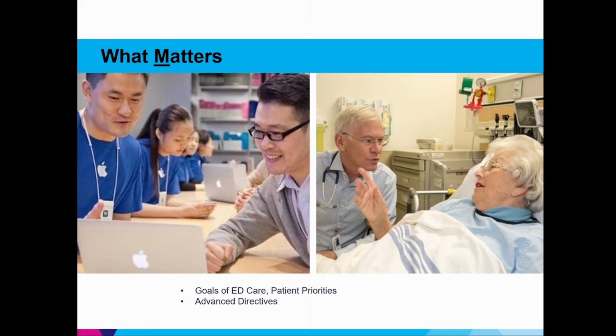There's always the opportunity to bring in early introduction and discussion around advanced directives. And so this too is another opportunity, especially for those that don't have those documented.